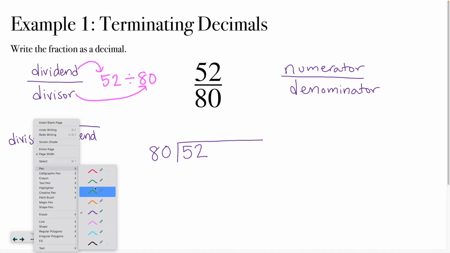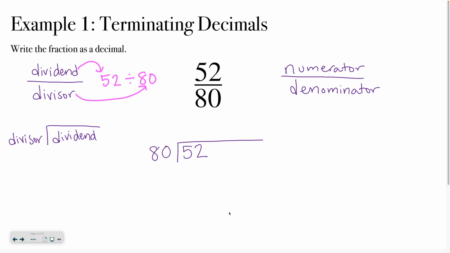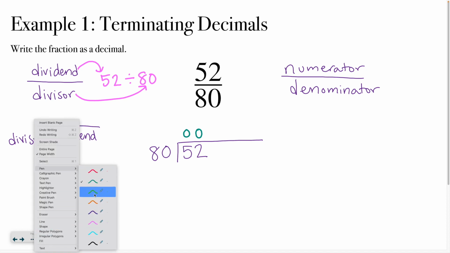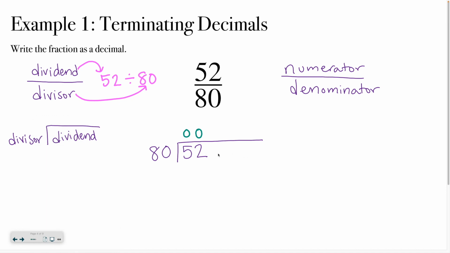Now let's refresh our memories on how we do some long division, because it might have been a little while since you guys have done this. So what you do is you look at the number on the outside. For me, that's 80. And I say, how many times can 80 go into the number 52? Well, or I should start with, how many times can the number 80 go into the number 5? 0. So I'd put a 0. Then I would look and say, how many times can 80 go into 52? Again, 0. Now it gets a little different because I see that I don't have any more numbers in the dividend or under that little house.